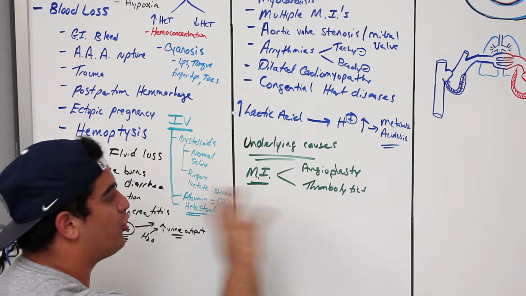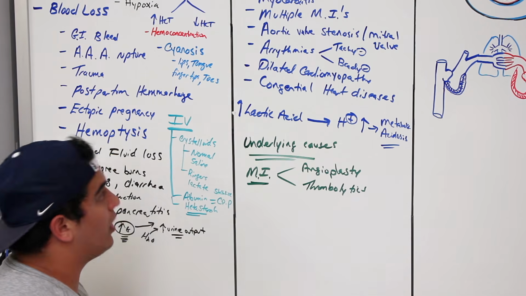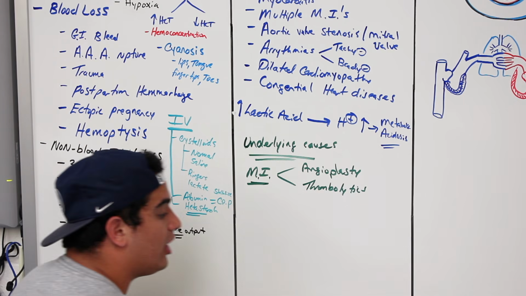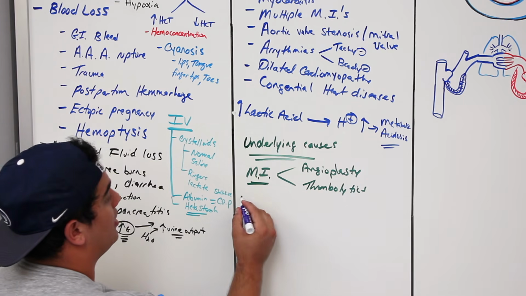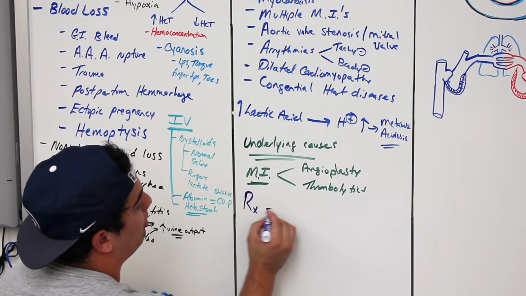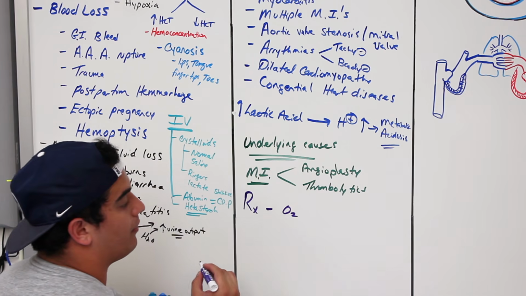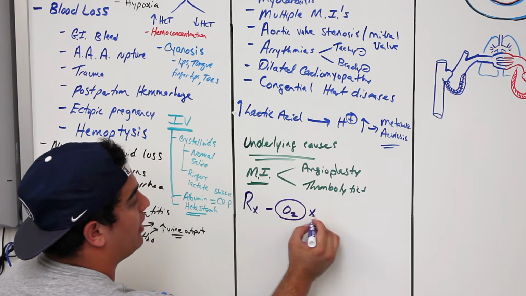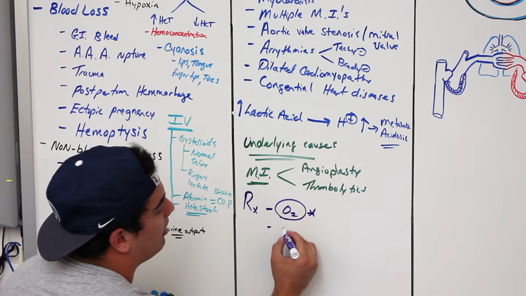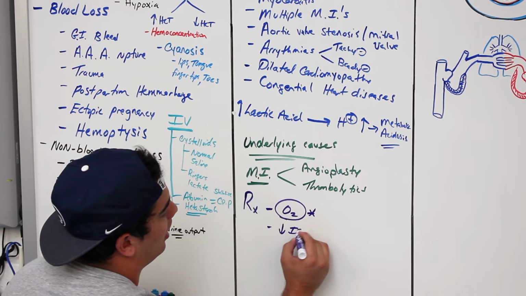Regardless if there's an MI, how would you treat them in general? The big thing that you're going to want to do right away with these people is to put them on oxygen. Give them O2. This is very, very critical. Give them O2. Maybe give them a little bit of fluids, so very little isotonic fluids.